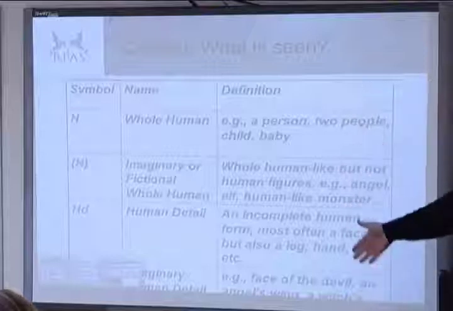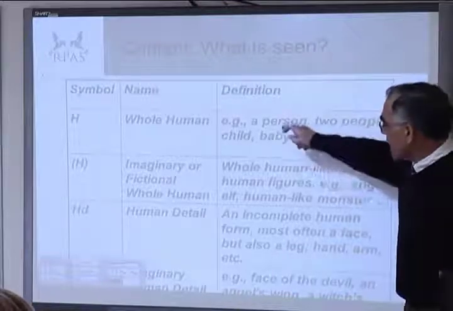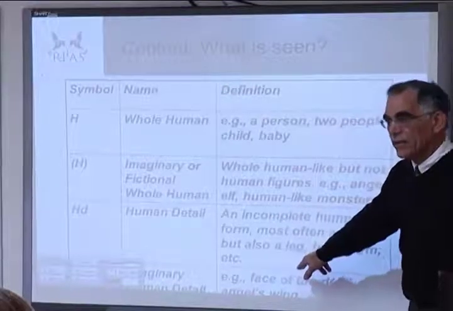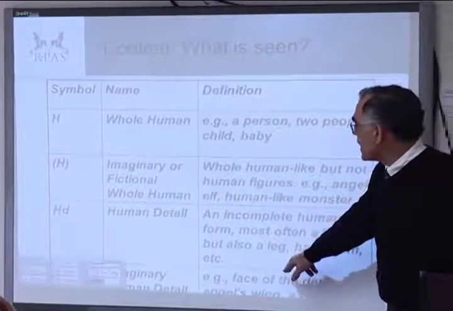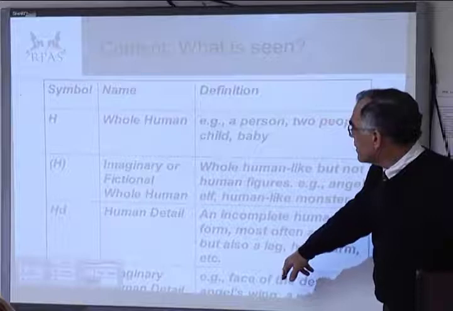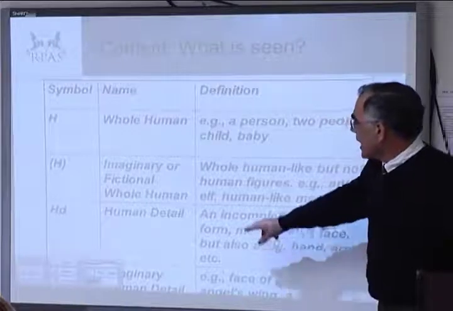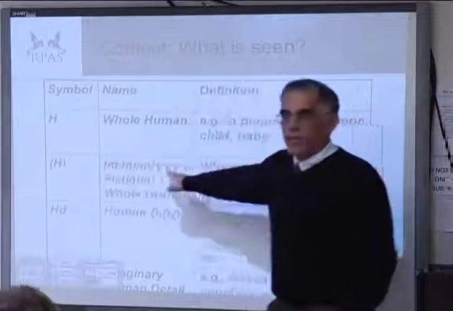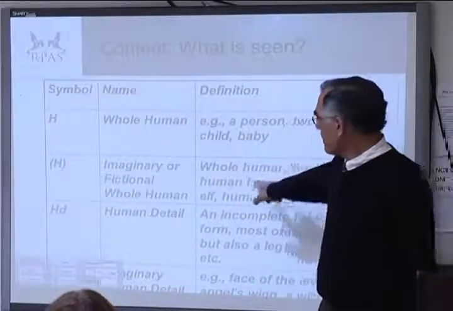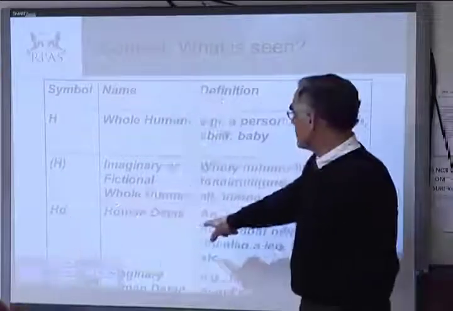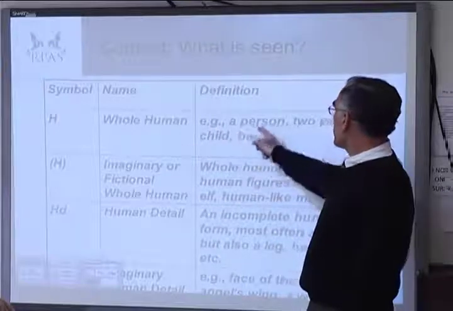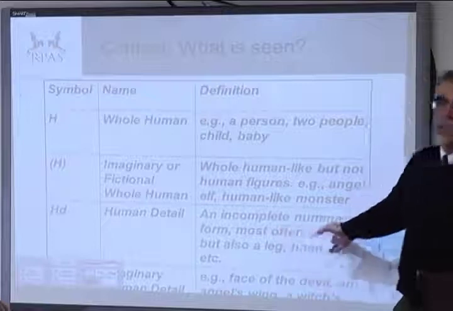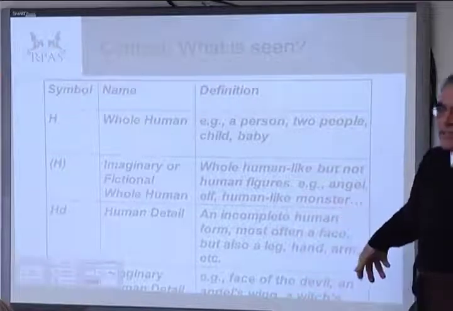So the first ones are human responses, and there's H, (H), HD, and then (HD) down here in the bottom one. The parentheses means it's imaginary or not a real person, and D means it's a detail. So a whole human, a person, two people. A human detail might be a foot or a face. The most common one is a face.